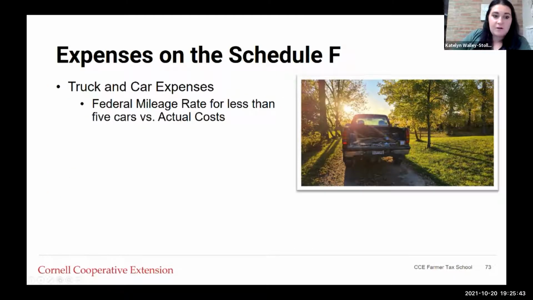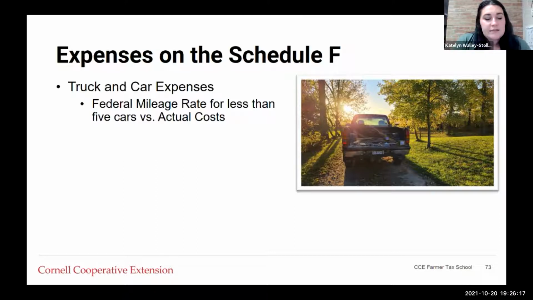Truck and car expenses are also something that you can claim on your Schedule F. There's two different ways that you can do this for cars and light trucks. You can either take the federal mileage rate, which changes every year. I think it's 56 cents right now. So what you would do is claim, I drove 10,000 miles last year for my farm. I have documentation to prove that, which can just be a mileage log that you keep in that vehicle. And I'm going to claim the federal mileage rate at 56 cents a mile.